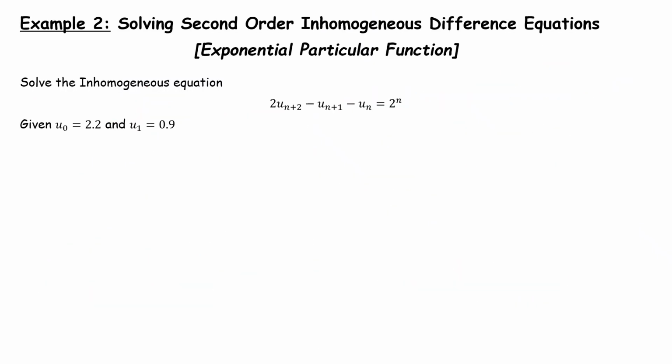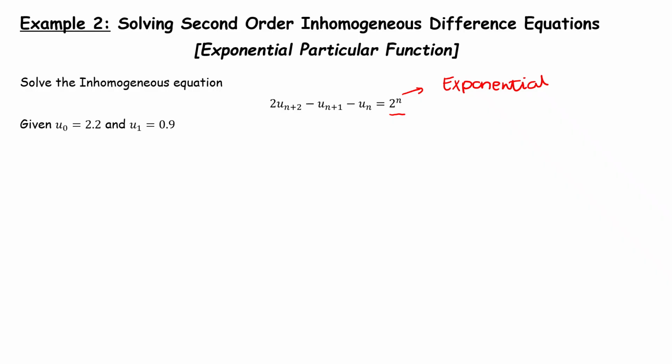So example 2, let's solve a second order inhomogeneous difference equation, but this time we have an exponential particular function. So we're working with our exponential there on the right. Again, we have an example where this is already broken up, so we don't need to do that. So our first step is to focus on this piece here. This is an exponential and it doesn't have a constant, so we don't need to put one in.